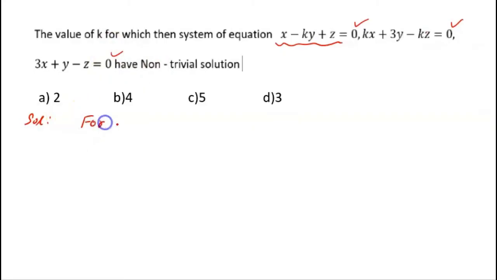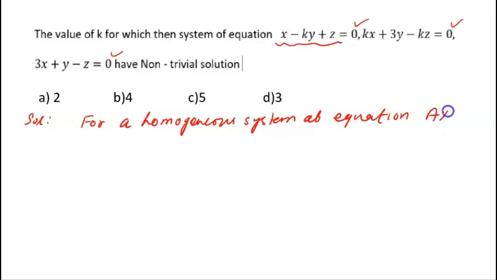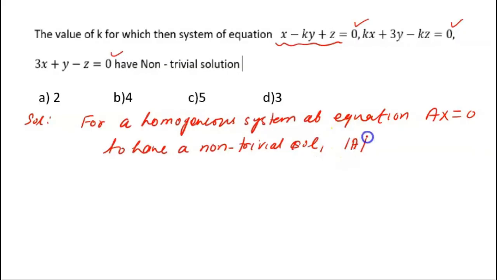So let me write the concept first, because when we are solving the problem, it should not be seen as the only problem that I am solving. I am solving many problems through this problem because the concept can be applied in solving other problems as well. So what is the idea? For a homogeneous system of equations which looks like Ax is equal to 0 to have a non-trivial solution, the requirement is that determinant of A should be equal to 0. Determinant of the coefficient matrix should be equal to 0.